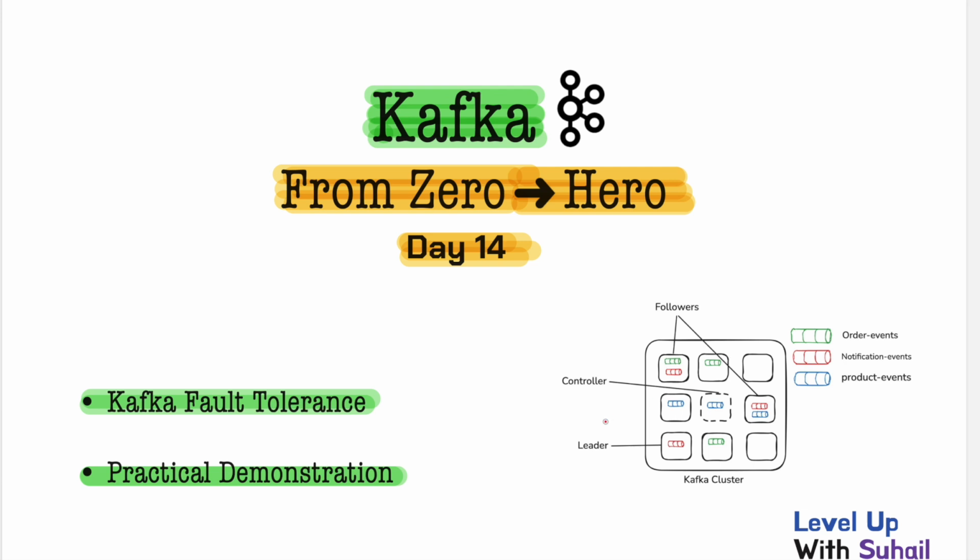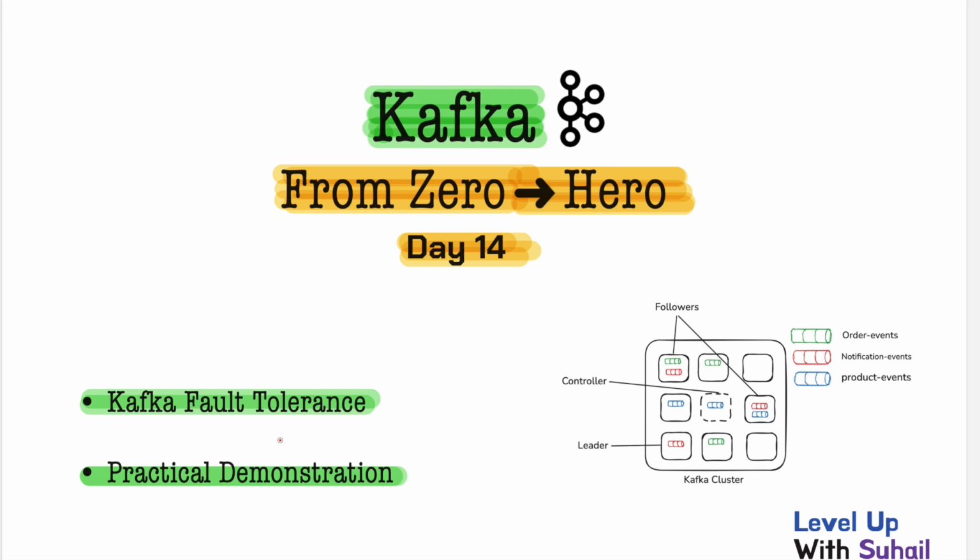In distributed systems, failures are not rare. They are expected. And systems like Kafka are designed with this assumption from the very beginning. In this video, we will deep dive into Kafka fault tolerance and understand how Kafka ensures your data is safe even when brokers fail. We will explore replication, leaders and followers, ISR, leader election, and see for ourselves how Kafka automatically recovers from failures without losing data.